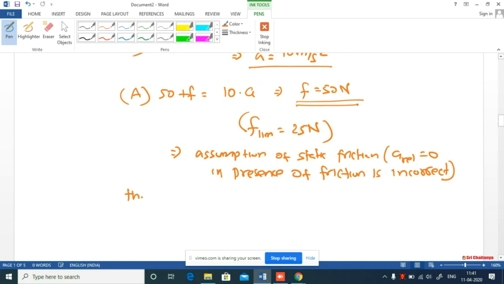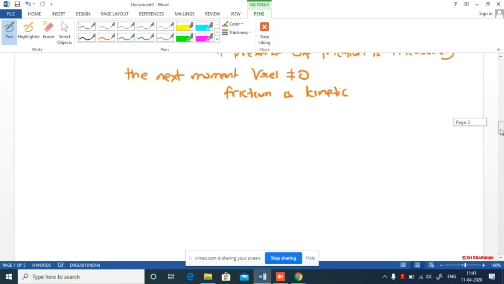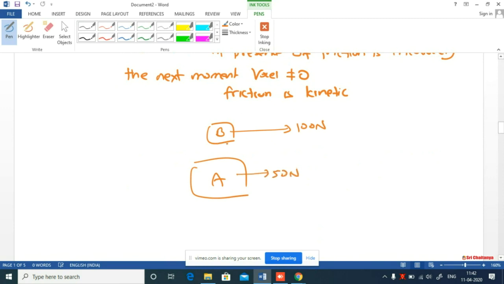Right. The next moment v relative is not equal to 0, in which case friction is kinetic. So in this case, the actual frictions would be like this, A, B, right? So this was 100 Newton, the original force. This was 50 Newton, the original force. And this is kinetic friction, and this is kinetic friction.